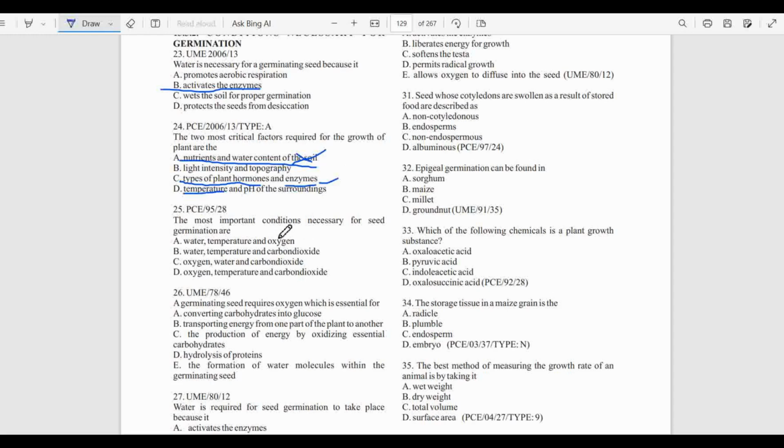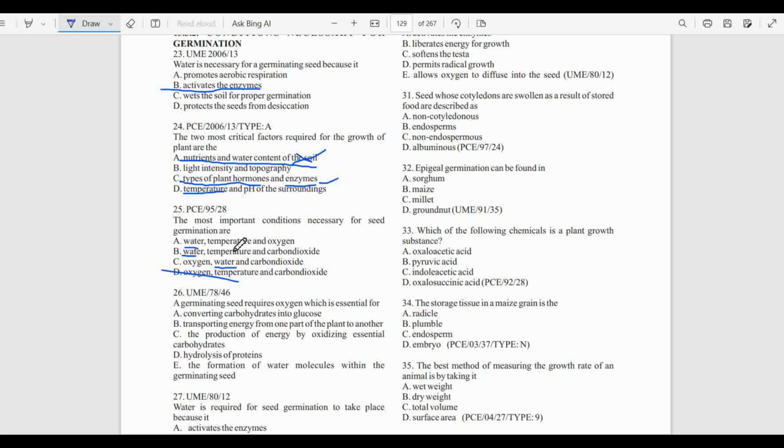So let's move on to question 25. The most critical conditions necessary for seed germination. Of course, water is important. So any option with water would have to stay. We have three options with water, so we cancel out option D. What else do we need for growth to occur?